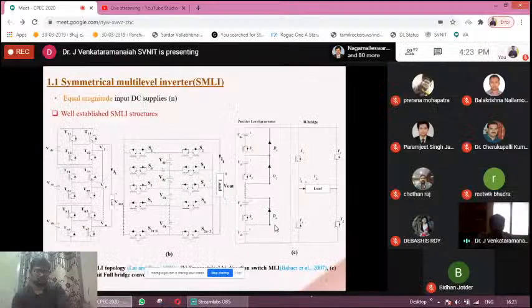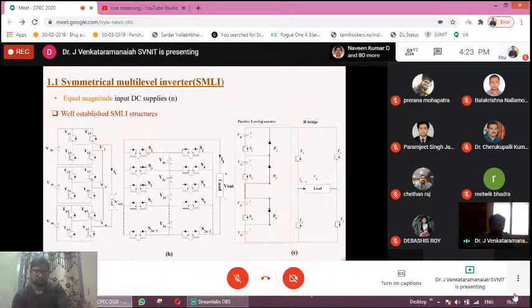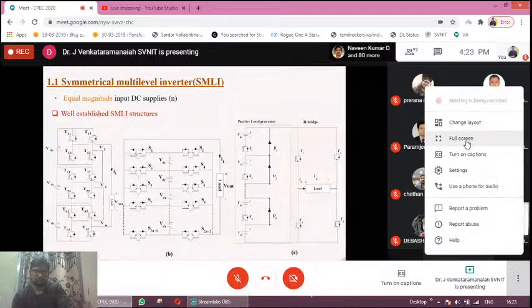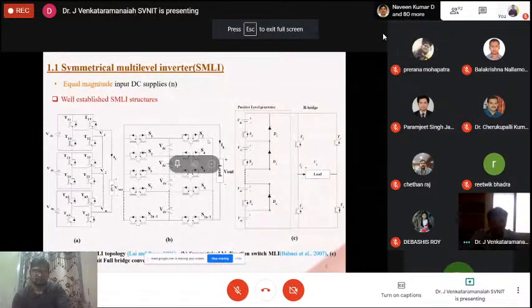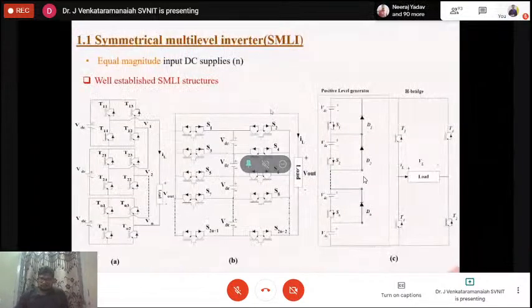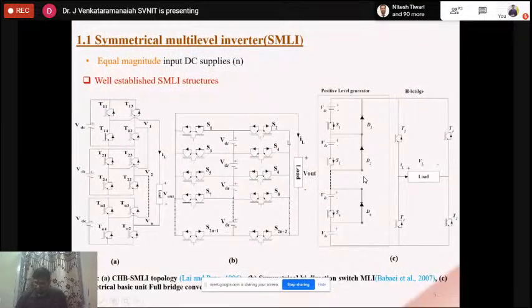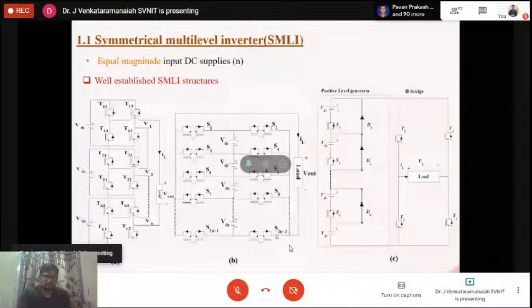Bhabhor introduced in 2007 another topology with bidirectional switches. S1 is a 4-quadrant switch and S2 is also a 4-quadrant switch. He connected them in such a fashion without losing the symmetrical nature. He introduced a new configuration where there is no H bridge, and only 4-quadrant switches. So the number of switching devices for obtaining a higher number of levels is very small. I will give the mathematical expressions for the number of switching devices with respect to the DC sources and the number of gate drive circuits in a later slide.